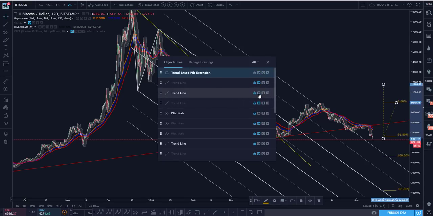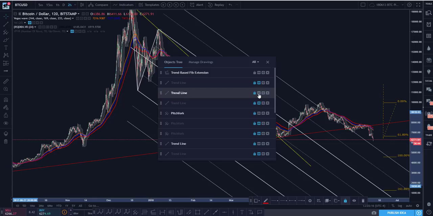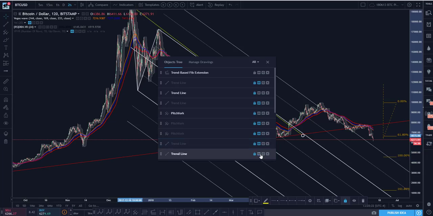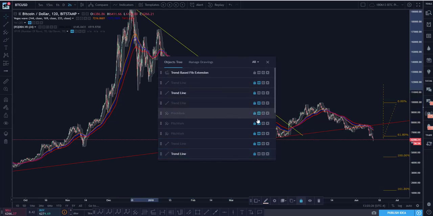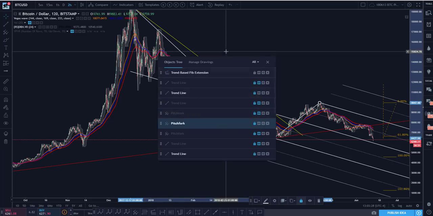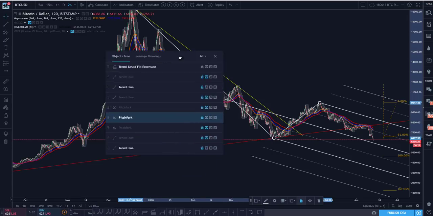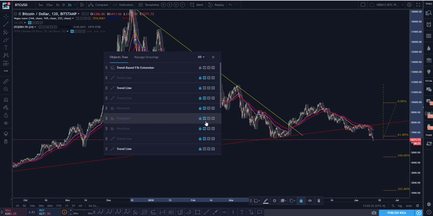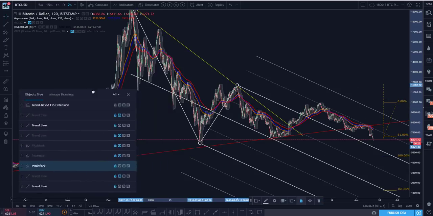Let's see. Got so many trend lines here, not sure which one is which. Here we go. Yeah. And a new pitchfork. Got it. Okay. So that one's the last one. So this one. Okay.